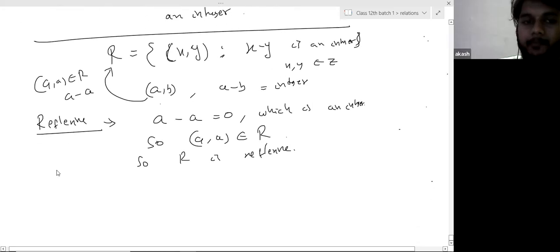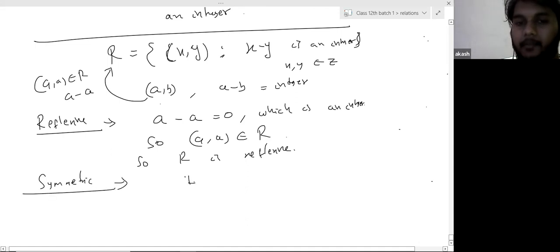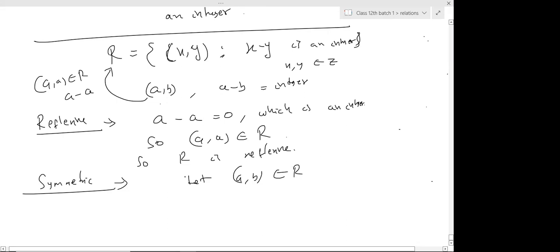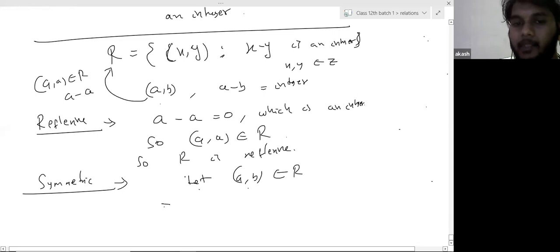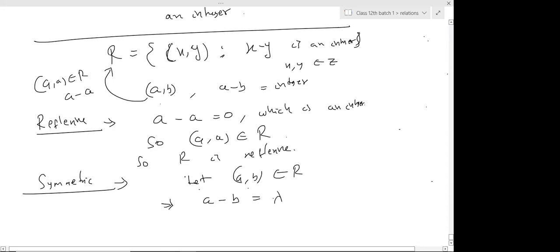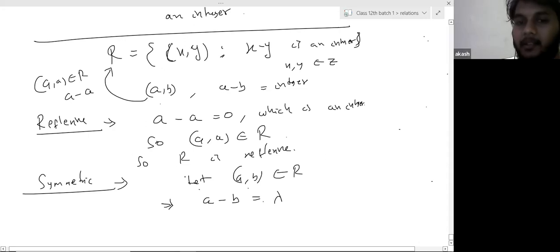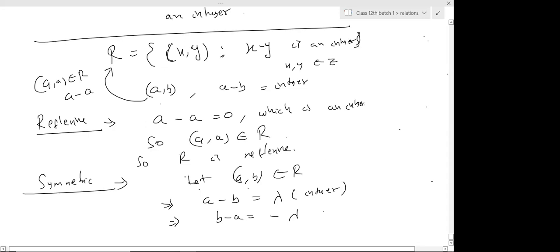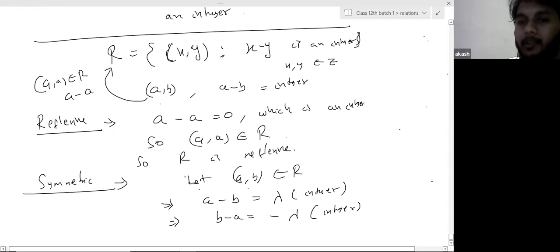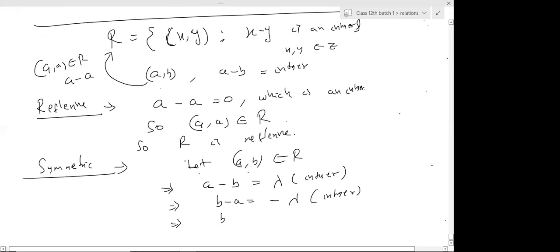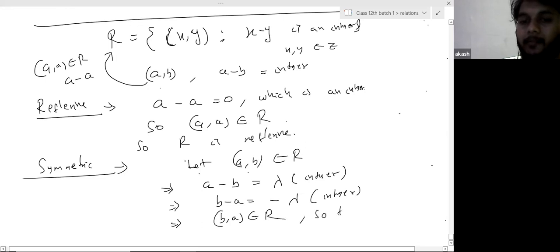Now look at symmetric. In symmetric, we say that if a comma b belongs to R, then b comma a must be there. So let a comma b belong to R. This implies that a minus b is an integer. Let's call that lambda. So if a minus b is equal to an integer, this implies that b minus a is equal to minus lambda. This is also an integer, because the negative of an integer is also an integer. That means b comma a also belongs to R. So this is symmetric.